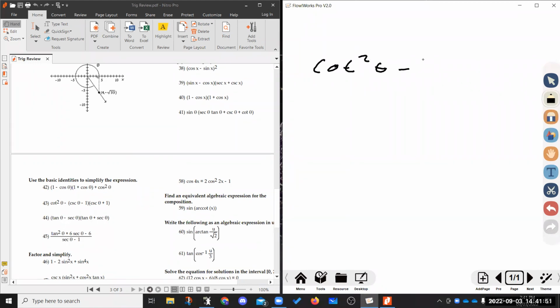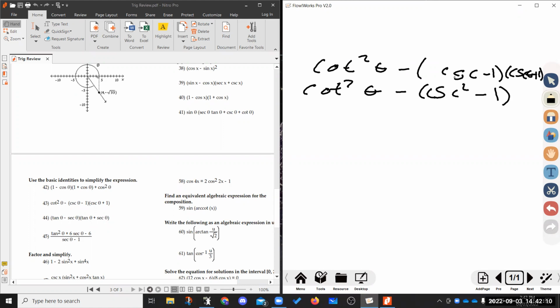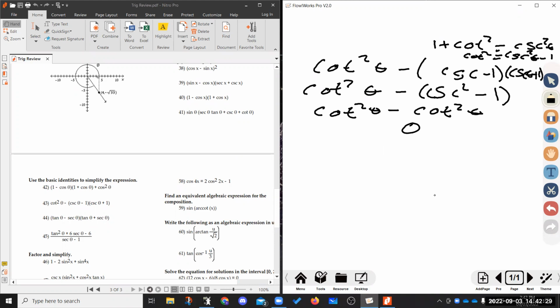Cotangent squared minus the quantity cosecant minus 1 times cosecant plus 1 is going to be cotangent squared minus the quantity cosecant squared minus 1. 1 plus cotangent squared is equal to cosecant squared. So cosecant squared minus 1 is equal to cotangent squared. This is cotangent squared minus cotangent squared. That's 0.